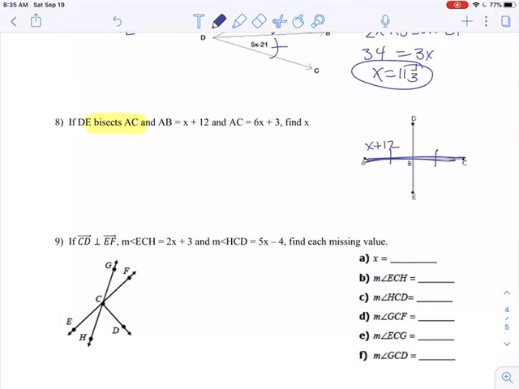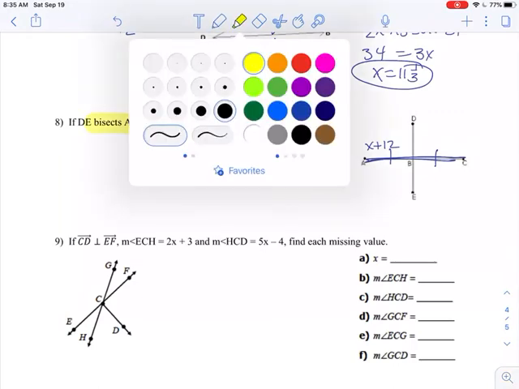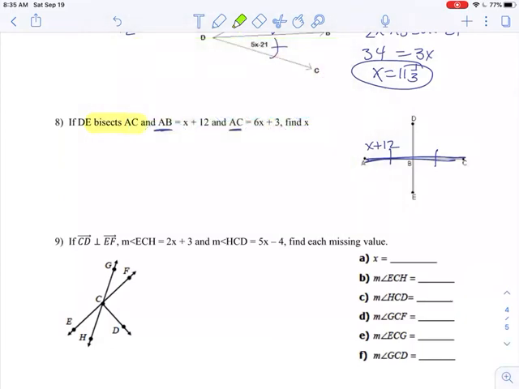AB is x plus 12. Again, this is not an angle. AB is a segment. And AC is 6x plus 3. Actually, I'm writing this in the wrong spot right there. That is not correct. Let's pay attention. AC is the whole segment. Let me get a different color so you can see that. AC is this whole thing. So AC is 6x plus 3. So the whole thing is 6x plus 3.